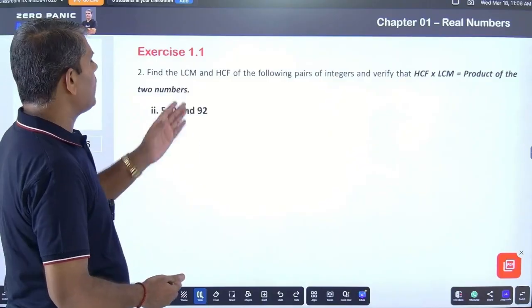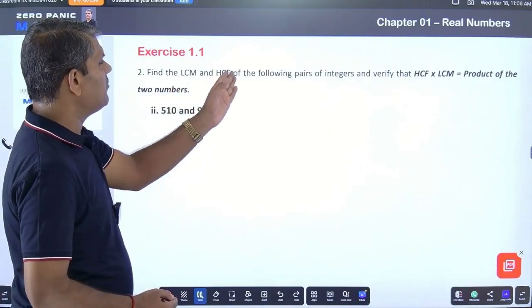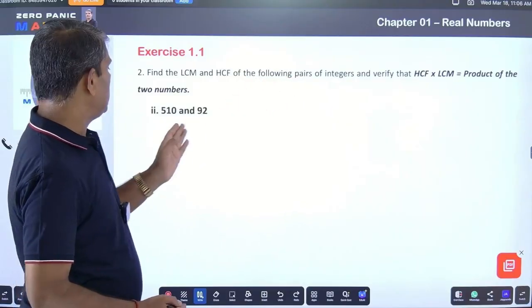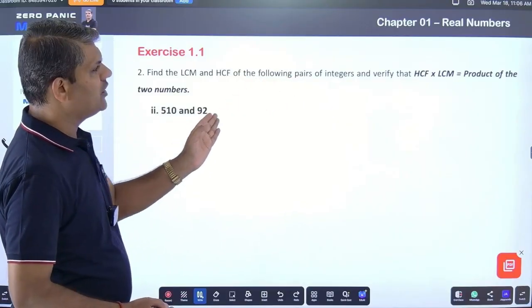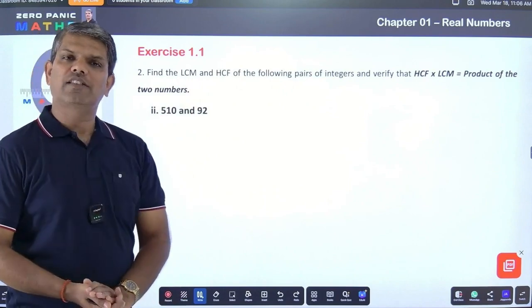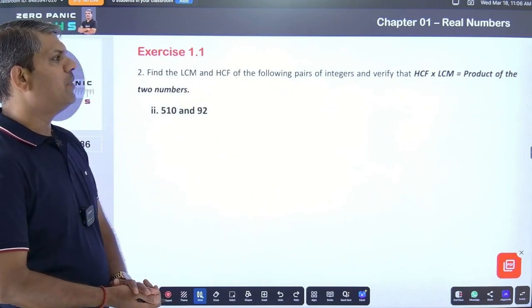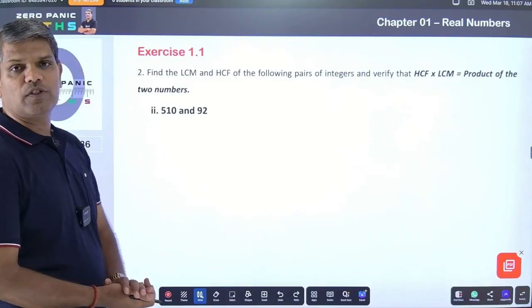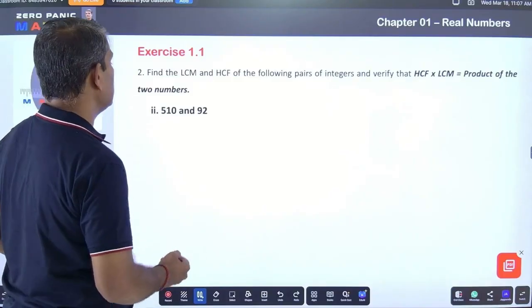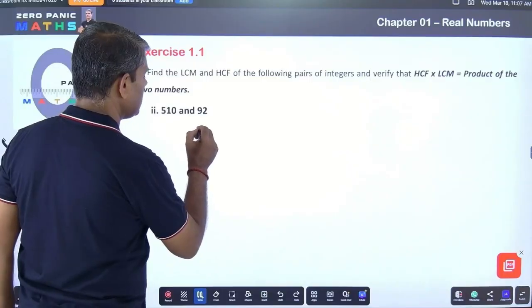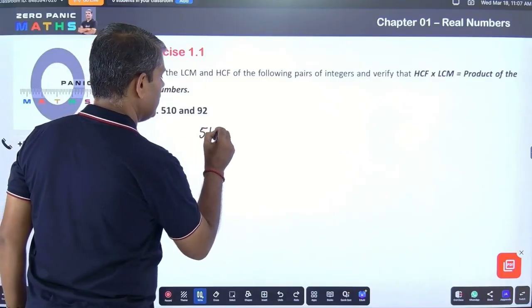Okay, the next problem is finding out the LCM and HCF of the pair of integers given, 510, 92, and verify the same formula: HCF multiplied by LCM is equal to the product of the two numbers. Let us start with the prime factorization of 510 first.